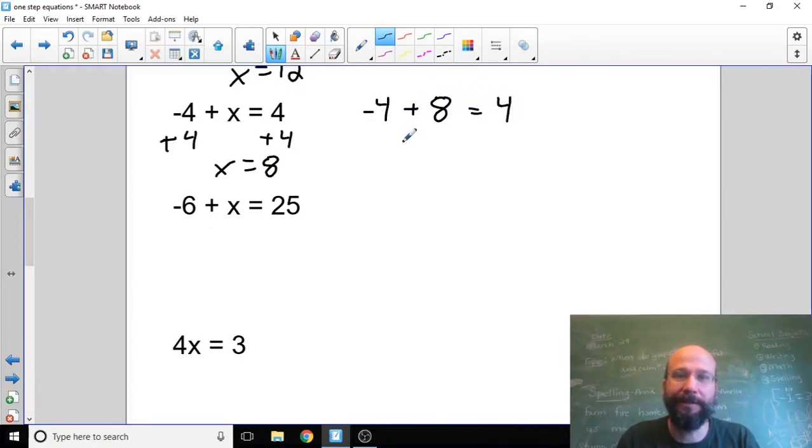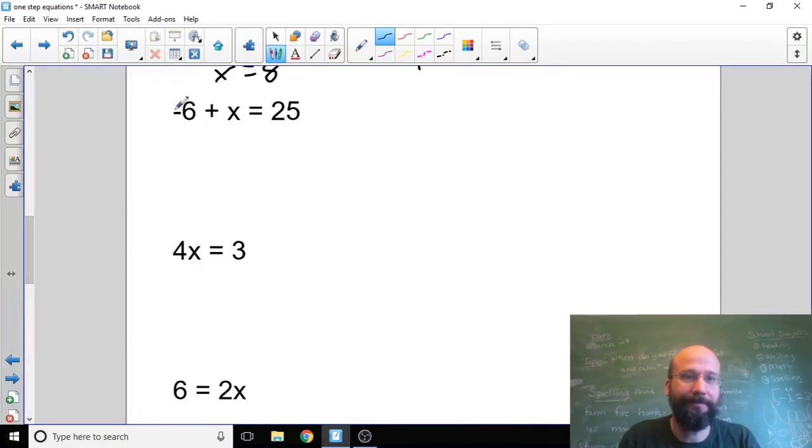And is negative 4 plus 8 equal 4? And it does. So we know we did it right. Same thing. This is negative. The opposite's positive. And we could check it if we wanted to.